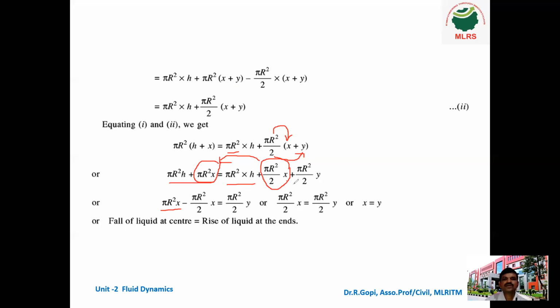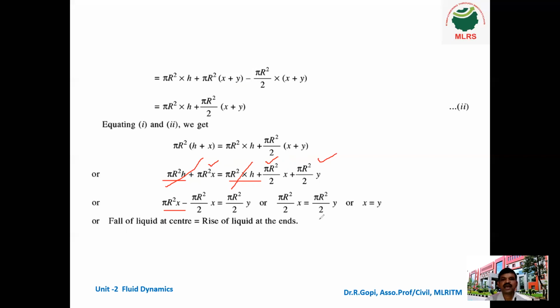Okay. So there is no other term. What happened? This pi r square h and this pi r square h get cancelled. These two terms get cancelled because one lies on the left hand side and the other on the right hand side. So finally we get only these three terms. And the term pi r square by 2 x goes to this side, which means we get minus. So pi r square x minus pi r square by 2 x equal to pi r square by 2 y.